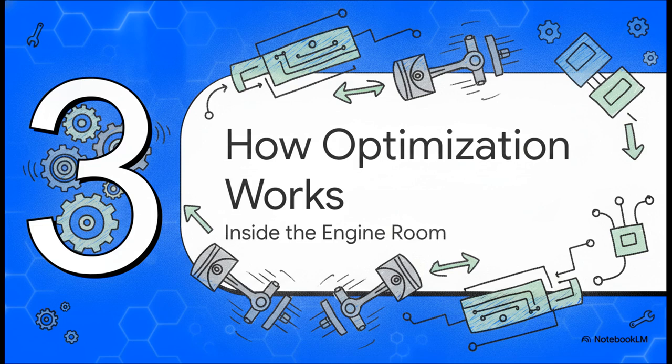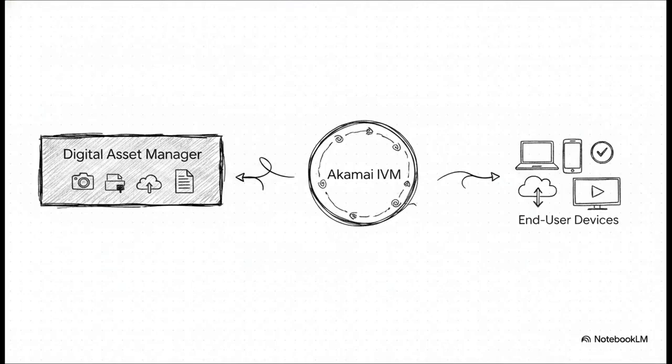Section 3. How optimization actually works. The engine room. Let's dive in. Let's slow down for a second and look at the actual architecture of that hands-off approach. Here, you're seeing the journey of a single pristine visual asset. Over on the left, you've got your origin, your digital asset manager or CMS, where the creative team uploads their massive, high-quality files. Now, instead of your servers struggling to process and serve those heavy files directly to the end user on the right, Akamai sits perfectly in the middle. It acts as this incredibly smart bridge, intercepting that pristine file and dynamically optimizing the media while it's in transit.